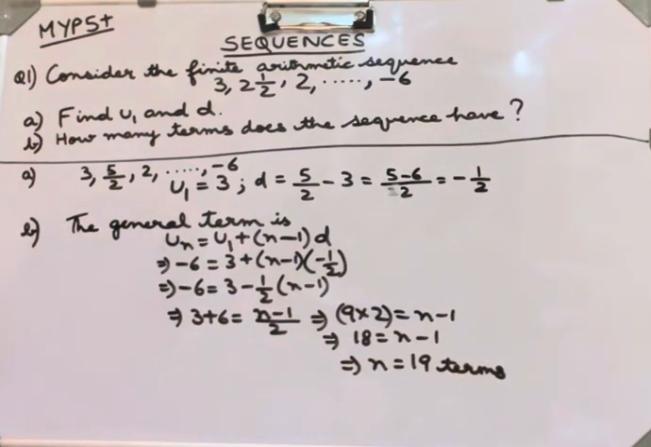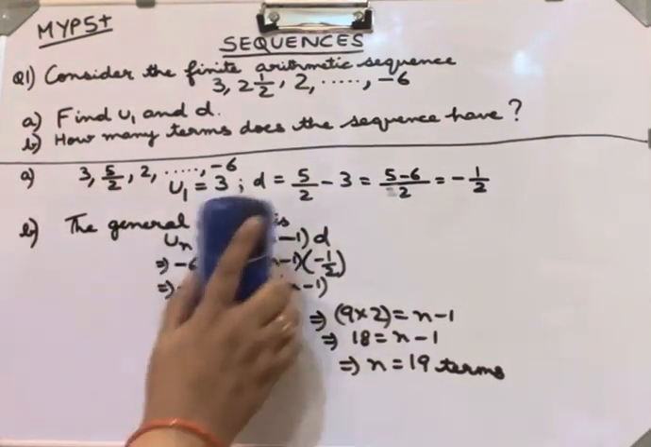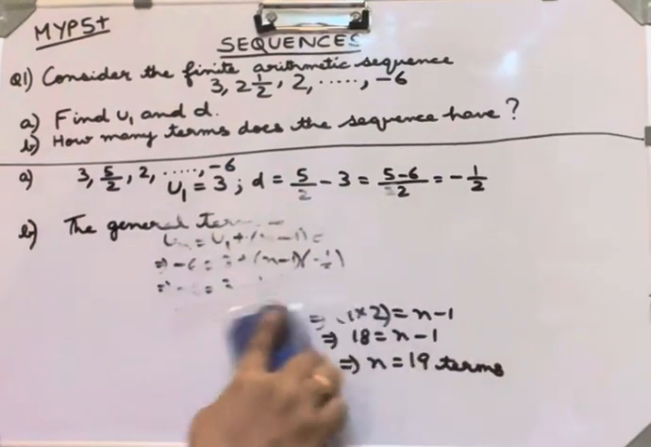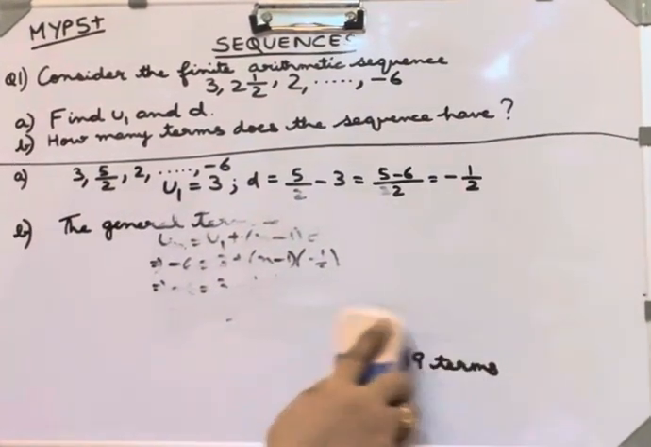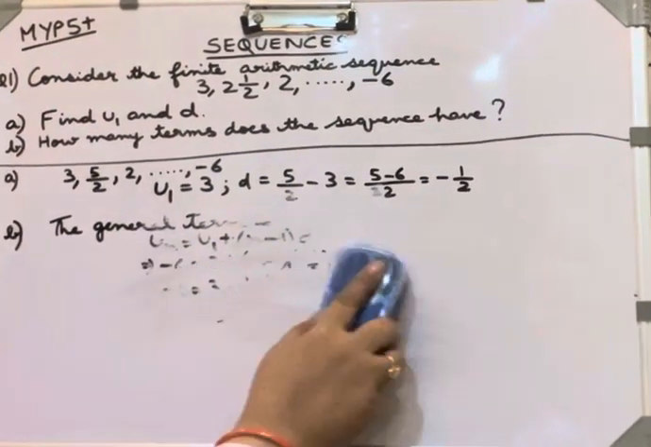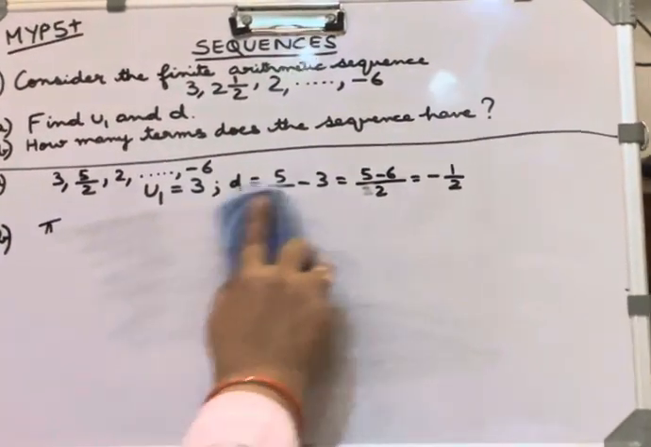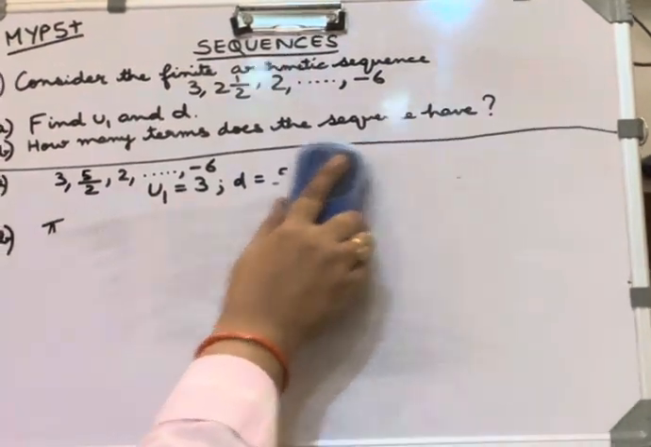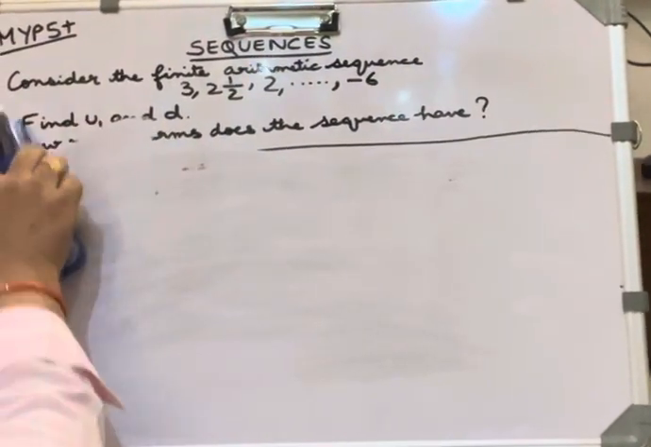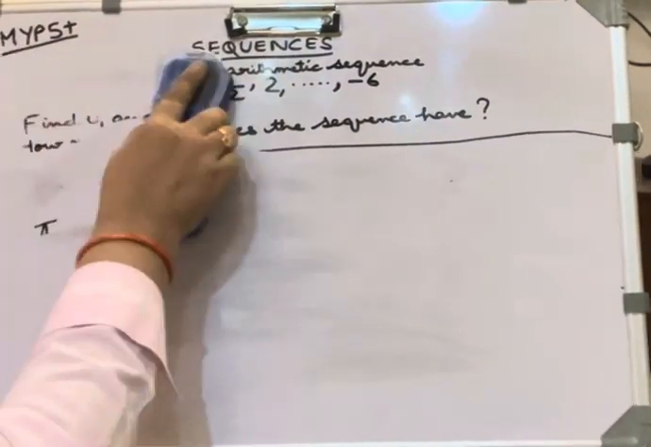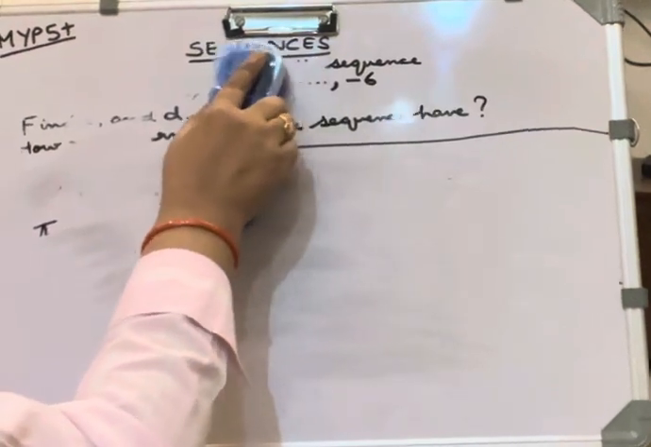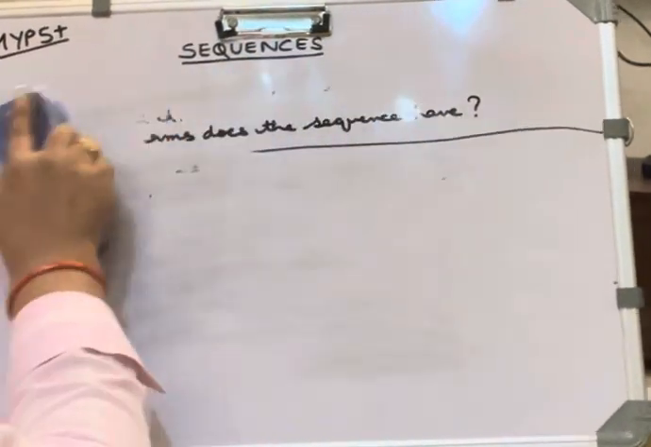Now we will solve the second sum. Just give me a moment to erase. Just give me a moment.